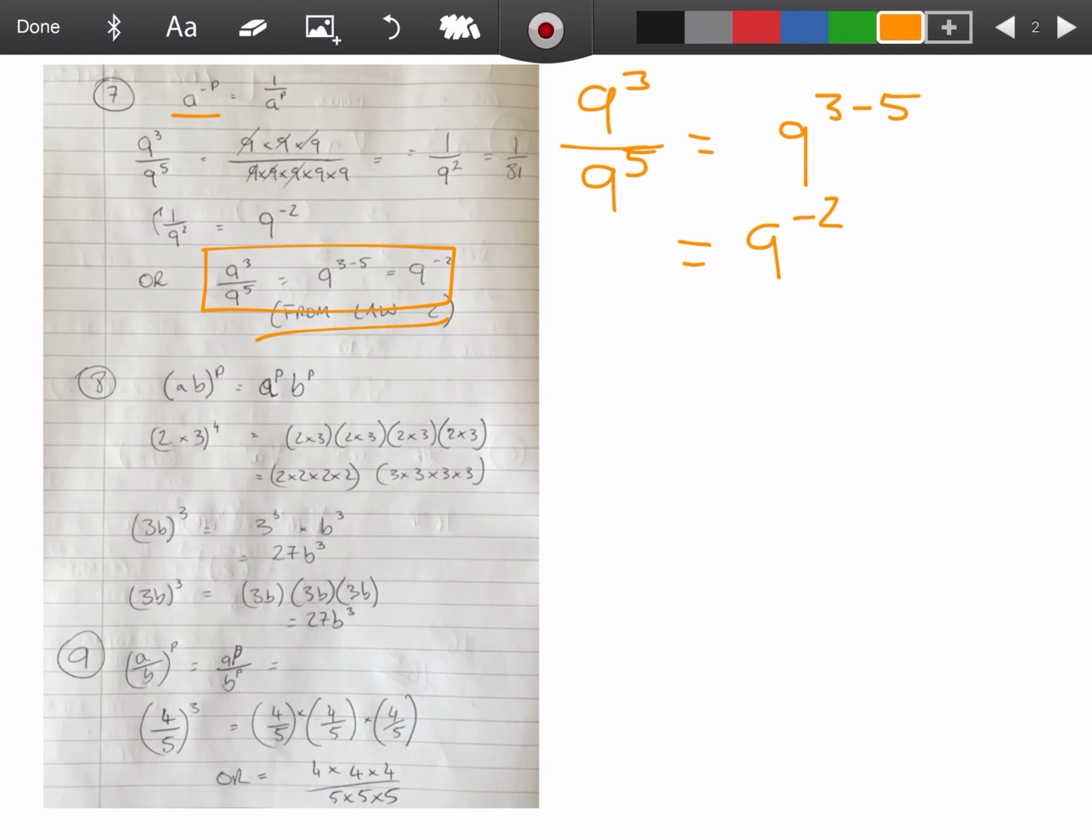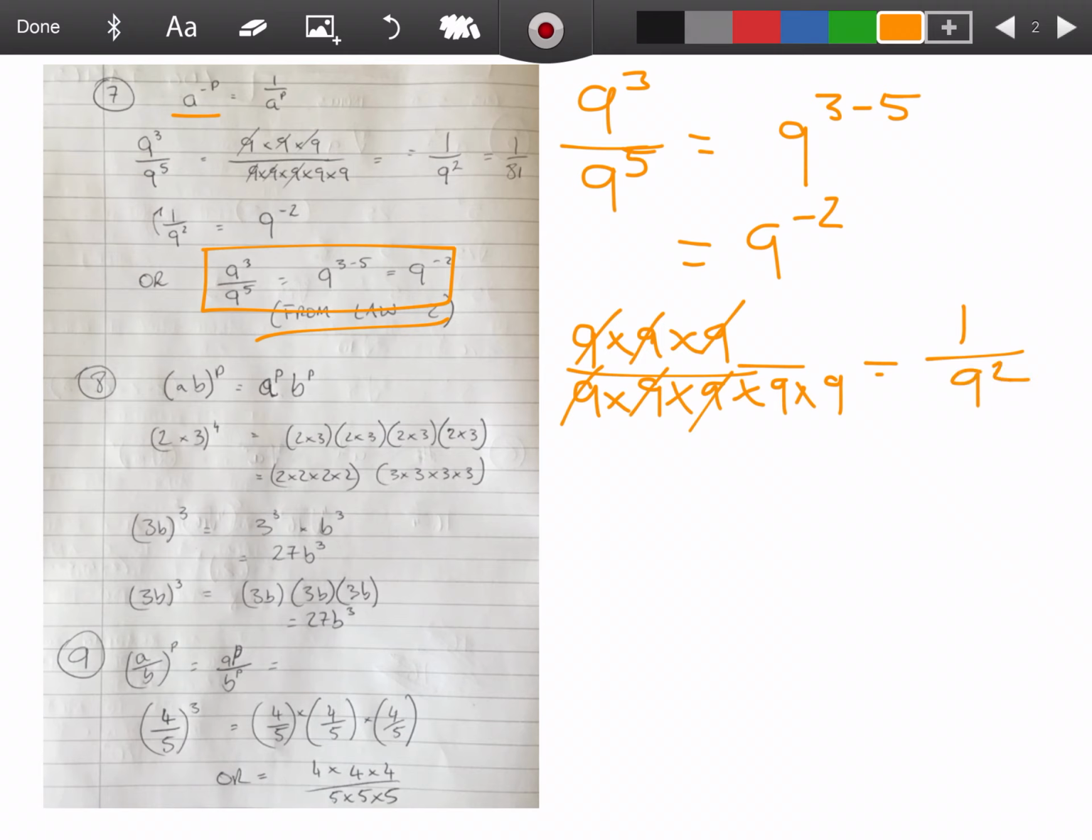If I do it a different way, again, I can have my 3 9s, 9 by 9 by 9, all over 5 of them, 9 by 9 by 9 by 9 by 9. And I can cancel them out. I cancel out the 3 above and 3 below. I'm left with 1 on top because they count in to get 1. And I've got 9 squared. I can then say that those two things that I found, that and that, are the same thing. So I can say 1 over 9 squared is the same as 9 to the power of minus 2.